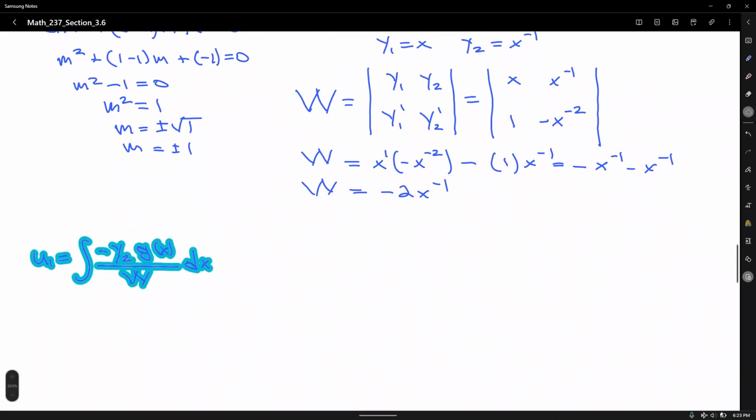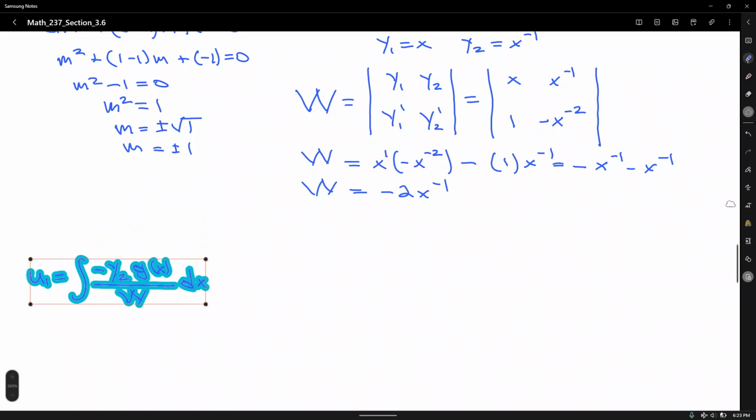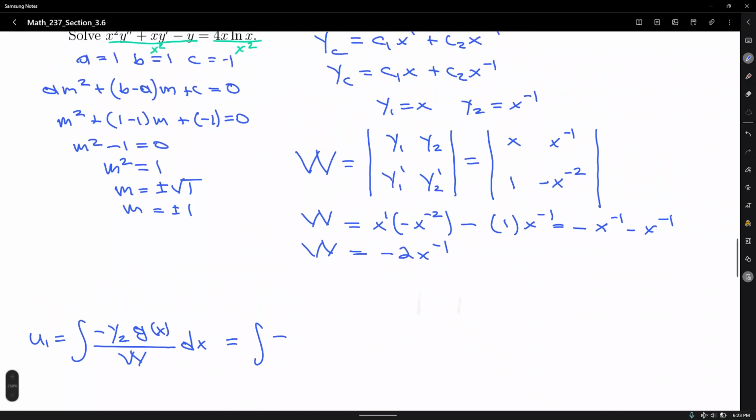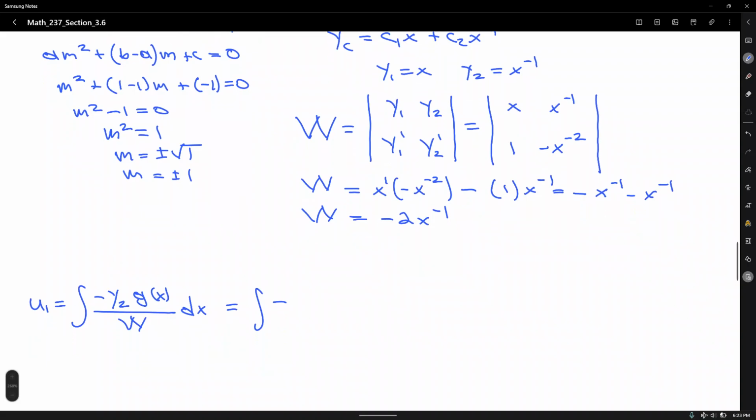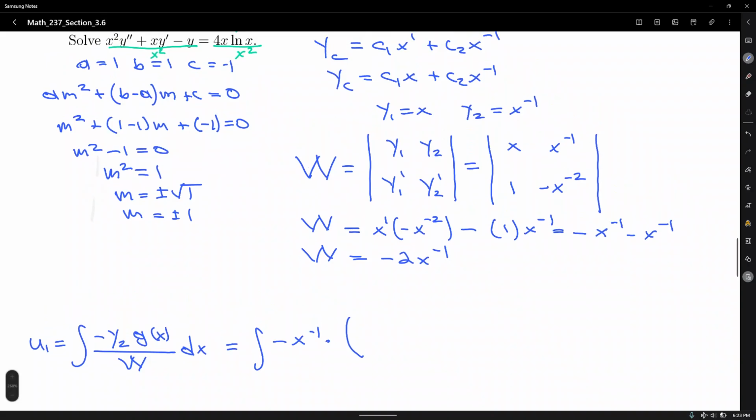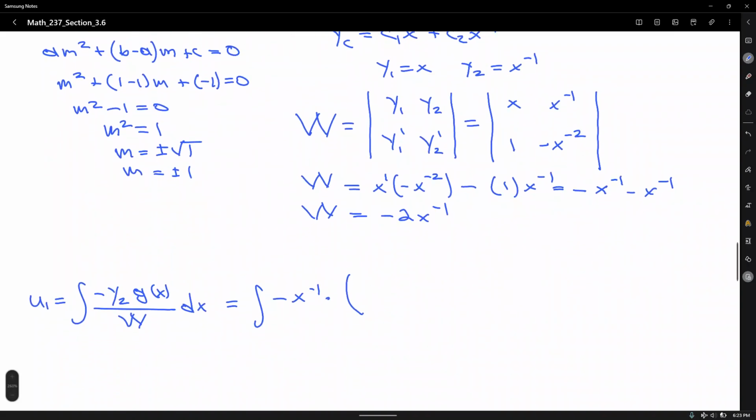Let's set up the integral, that is the integral of negative y sub 2. Be careful, negative y sub 2 is x to the negative 1, so that'll be negative x to the negative 1 times g of x, which is 4 ln x over x, then divided by the Wronskian, which is negative 2 x to the negative 1, with respect to x. Okay, so number one, this is what we're going to do.